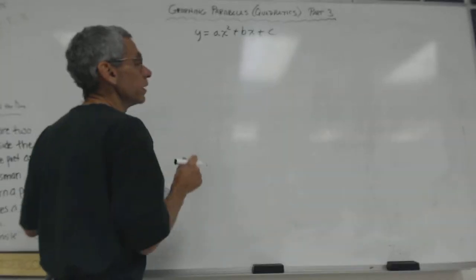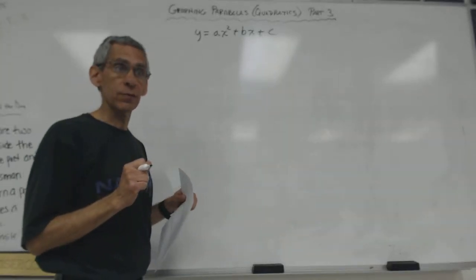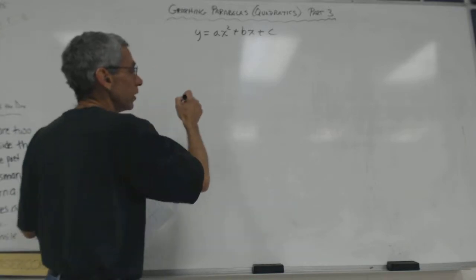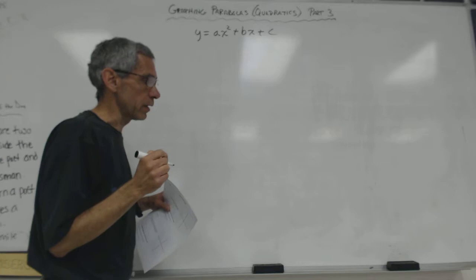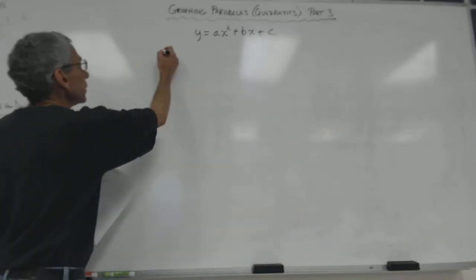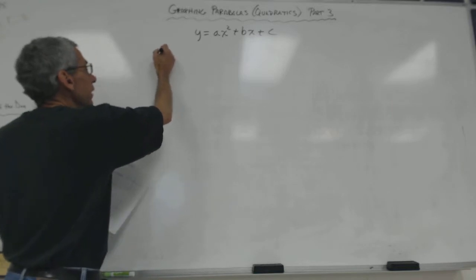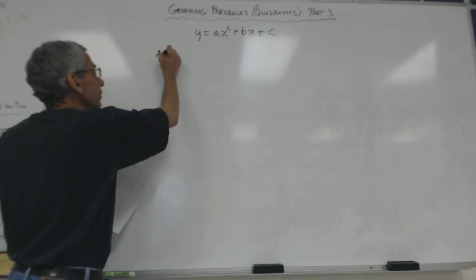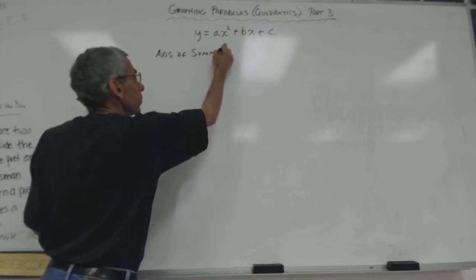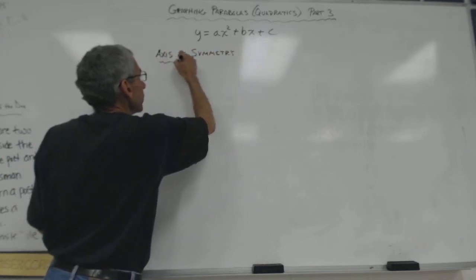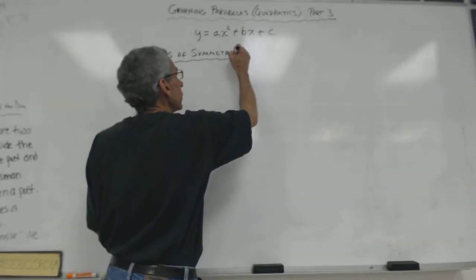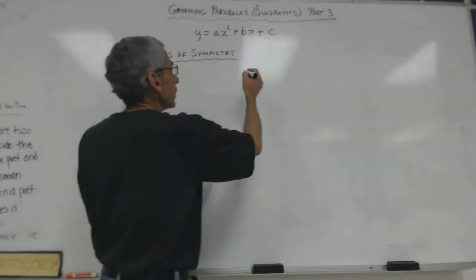So today, though, we're going to start looking at what happens when there is a B. There is a formula that you have to know, and it's called the Axis of Symmetry formula, and it's one that you want to memorize. It is amazingly useful in quadratics.